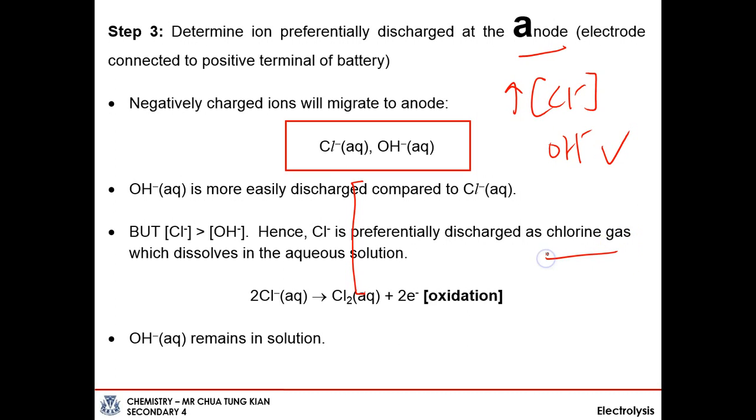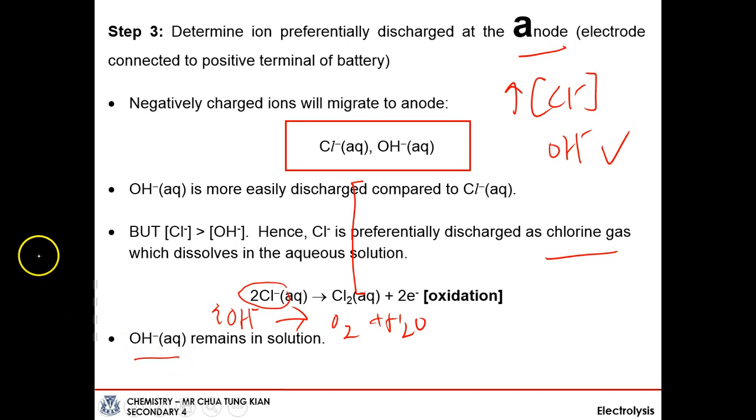chlorine gas. So in the earlier scenario, we have OH minus coming out as oxygen and water. This equation is not balanced. Please balance it yourself. In concentrated solutions, we have a different ion which is discharged, Cl minus. It comes out as chlorine gas. So chlorine gas will be collected at the anode. And if you recall, chlorine gas is a greenish yellow gas. OH minus will remain in solution.